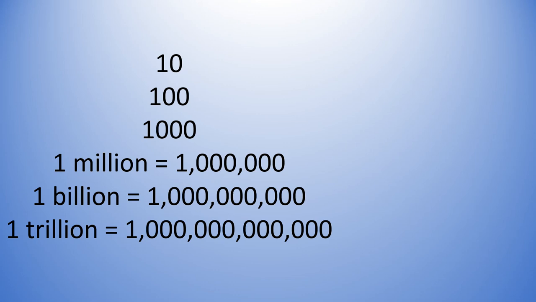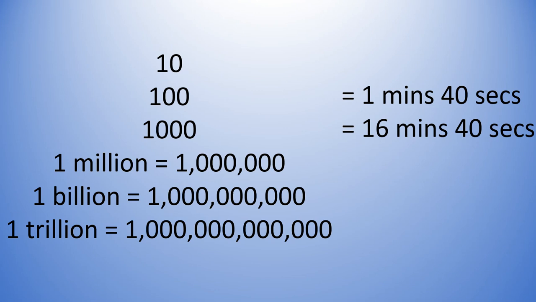We have 100 seconds. Well, it's 1 minute and 40 seconds. That's quite easy to understand. And of course, 1,000 seconds is 16 minutes and 40 seconds. Again, we can understand that quite easily. But when we get up into that larger scale of 1,000,000, 1,000,000 seconds suddenly becomes 11.5 days. And that's a bit harder to understand in terms of seconds.